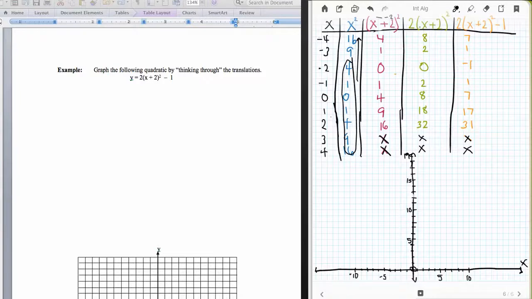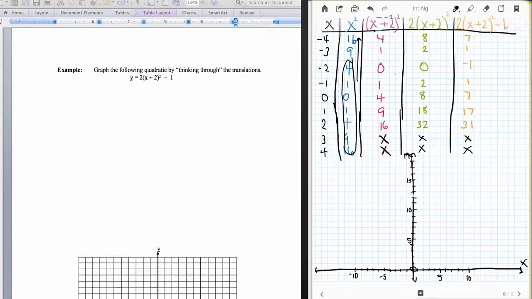And then I'm going to stretch it, so all the y values in stretching get multiplied by that constant 2. So 4 becomes 8, 1 becomes 2, 0 becomes 0, 1 becomes 2, 4 becomes 8, 9 becomes 18, 16 becomes 32.